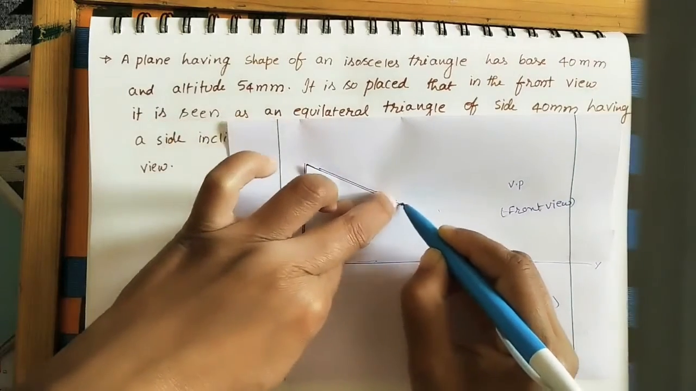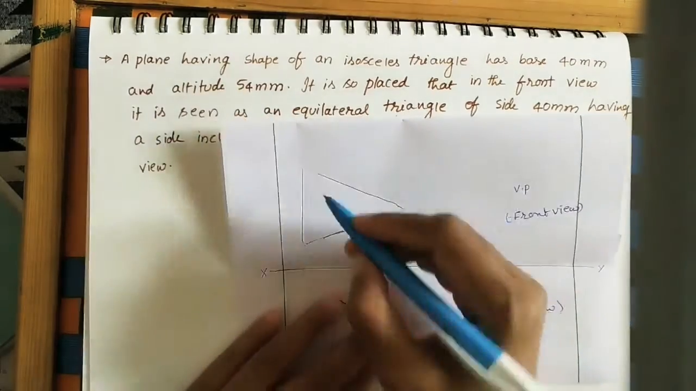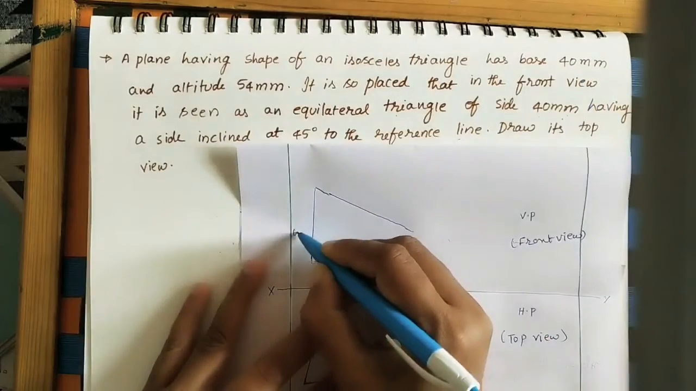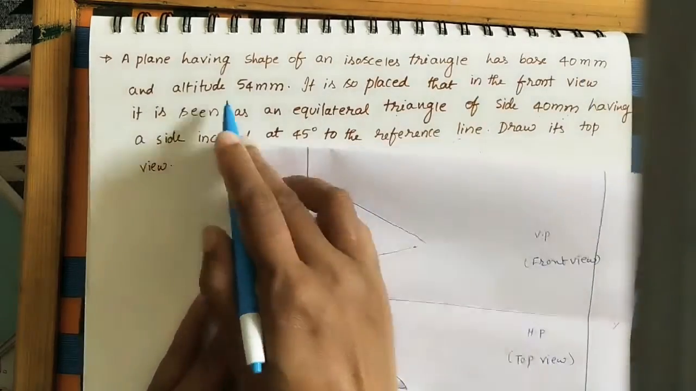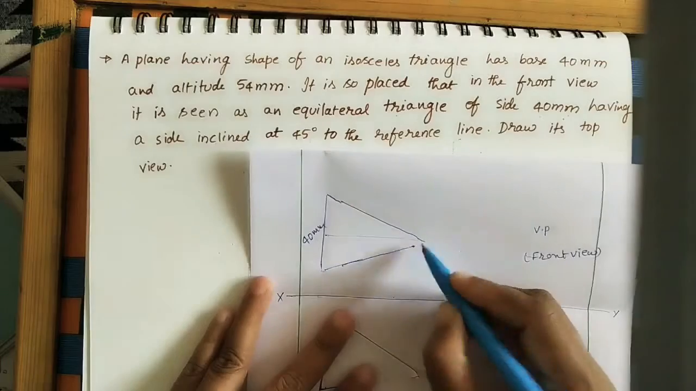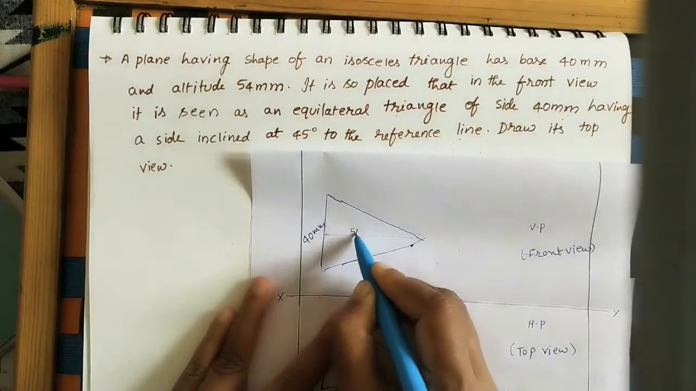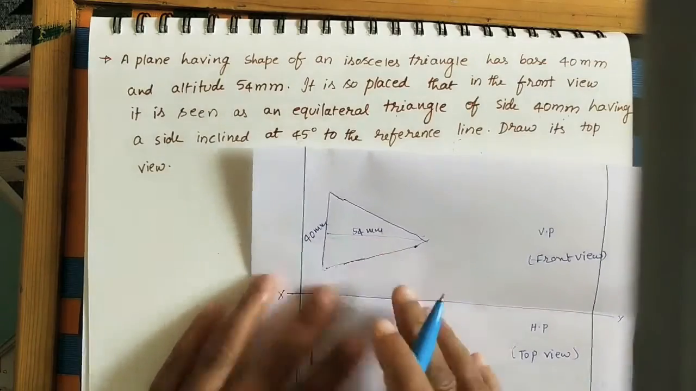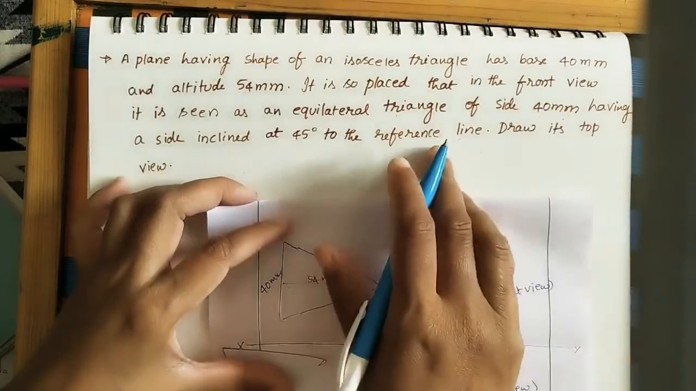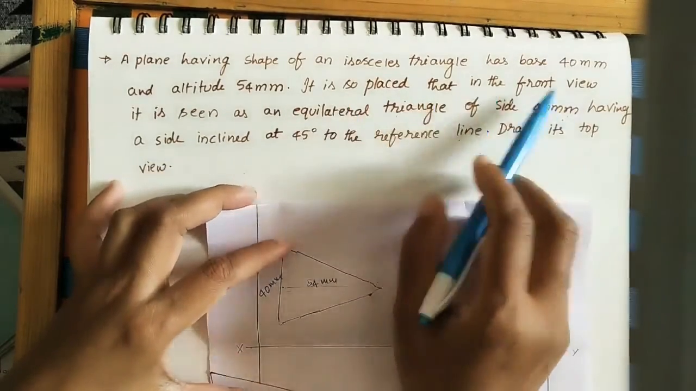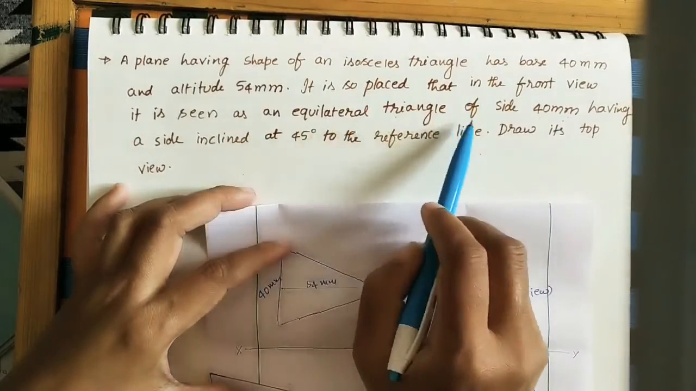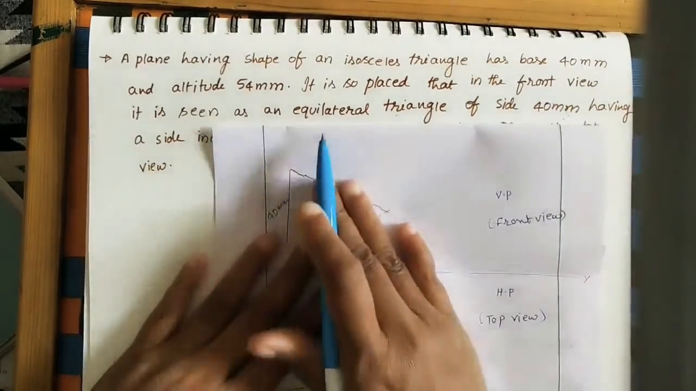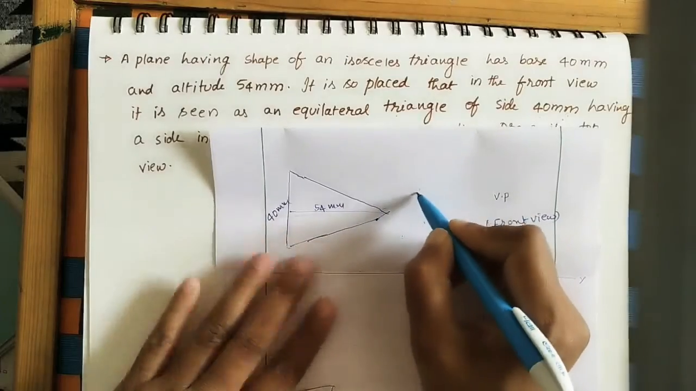An isosceles triangle, whose base is 40 mm and altitude, the height, is 54 mm. Okay, this height is 54, I am roughly making it here. So it is looking like an isosceles triangle in the front view. First assumption. After this assumption, what he has given is that it is so placed that in the front view it is seen as an equilateral triangle of side 40 mm.